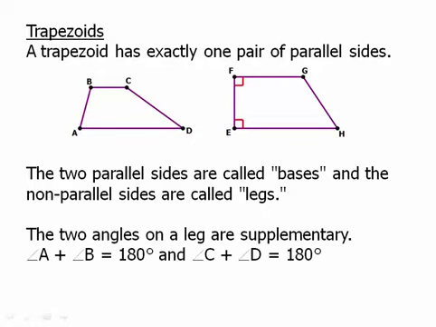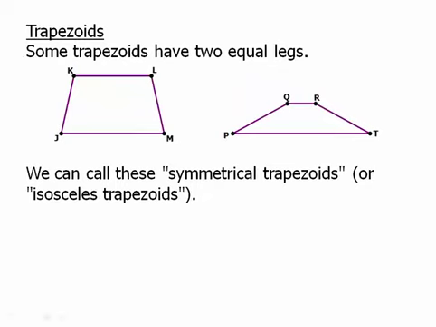It's always true that, for example, A plus B equals 180 and C plus D equals 180. And that's because of the basic properties of parallel lines. Some trapezoids have two equal legs. We call these symmetrical trapezoids, or sometimes a more formal name for them is isosceles trapezoids. Either term is fine.